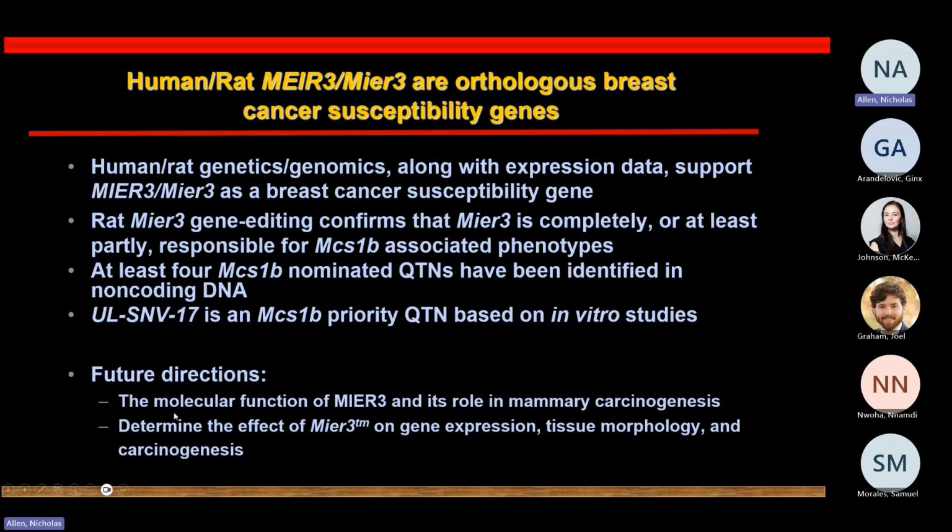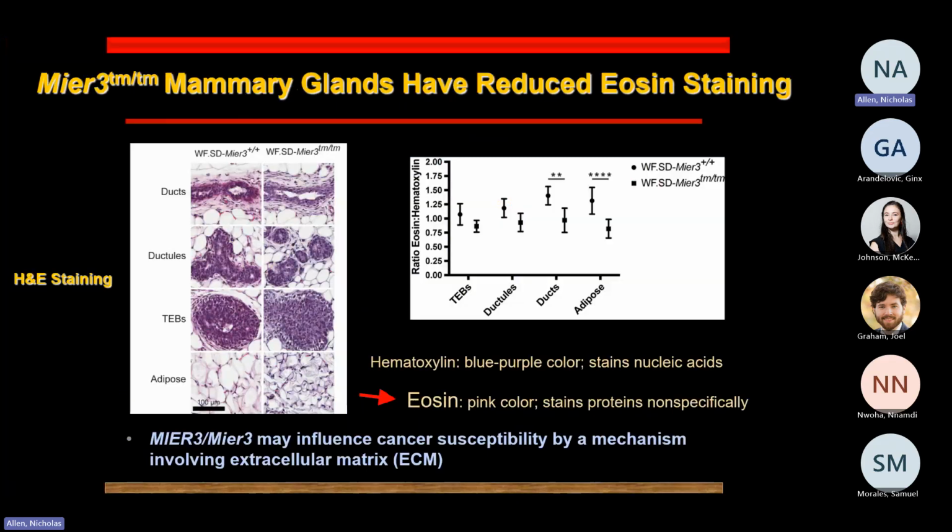Future directions, we want to look at the molecular function of the gene and its role in carcinogenesis, obviously. It's not a very well characterized gene. And then we want to look at the effect of this targeted mutation on gene expression, tissue morphology, and carcinogenesis. We've gone in that direction a little bit. So these are histology, and I'll just quickly show you that this is the reference, and this would be the targeted mutation.